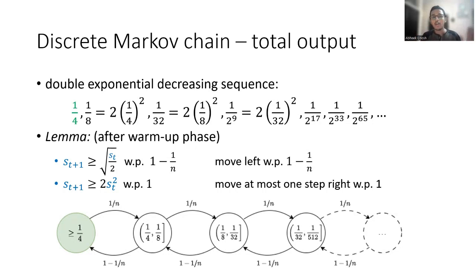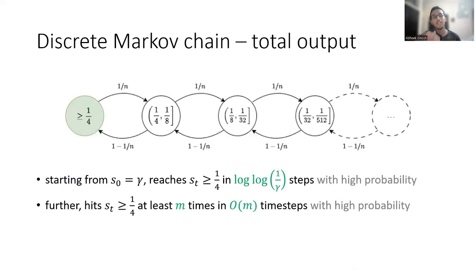Now, what we can show is that after the warm-up phase has finished, the total output S_T moves left as per this Markov chain with probability 1 minus 1/n, and moves at most one step right. It can stay where it is, or it can move at most one step right, with probability 1. Now, using this, we can show that starting from any initial total output S_0 equal to gamma, we will reach S_T greater than or equal to 1/4, the leftmost state, in log(1/gamma) steps with high probability. Further, we can show that we hit this state frequently. In particular, we can hit it at least m times in order of m time steps with high probability.